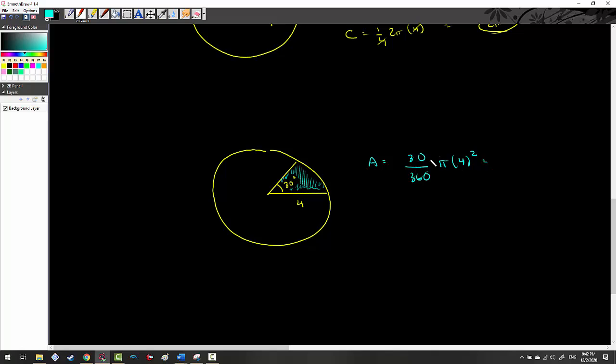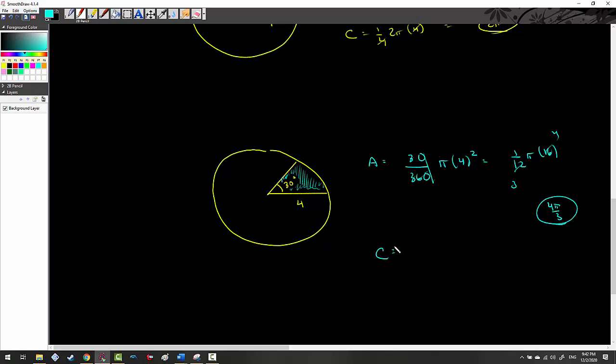So what does that equal? Well, the zeros are going to cancel. That's going to give me 1/12 pi times 16. So I believe 4 goes into both of those, so 4 and 3, so I end up getting 4 pi over 3.